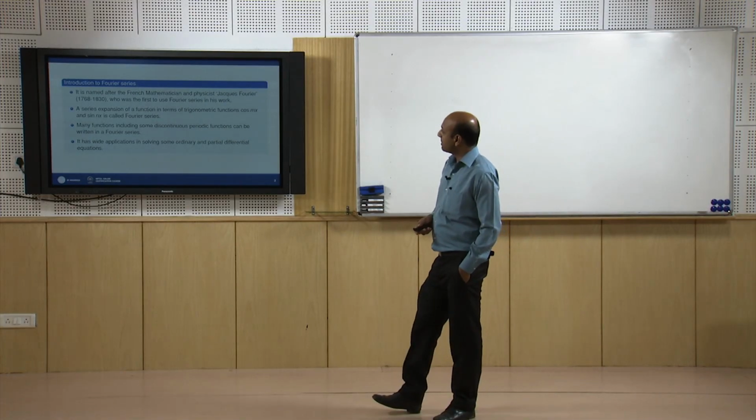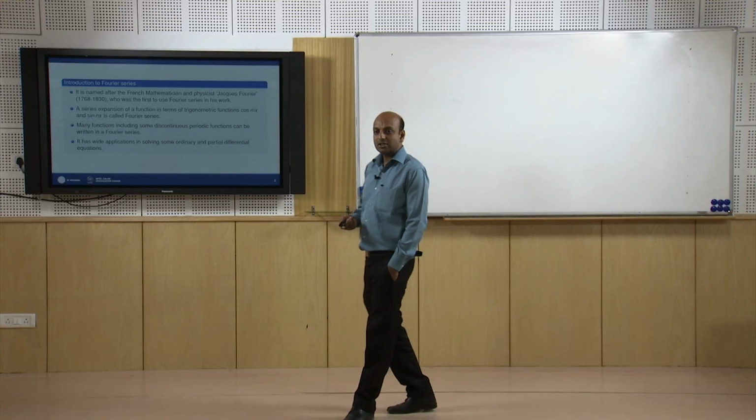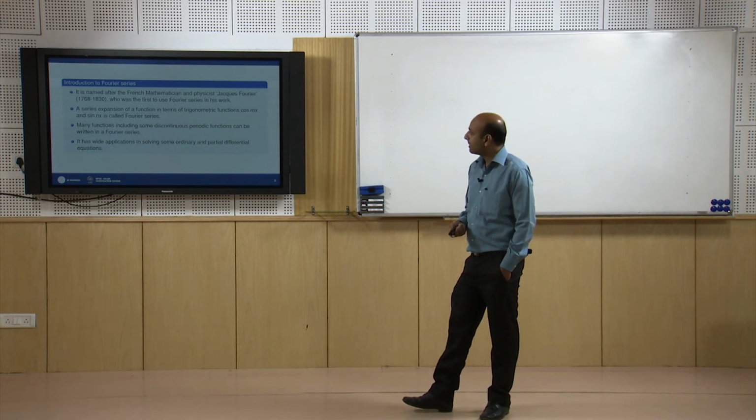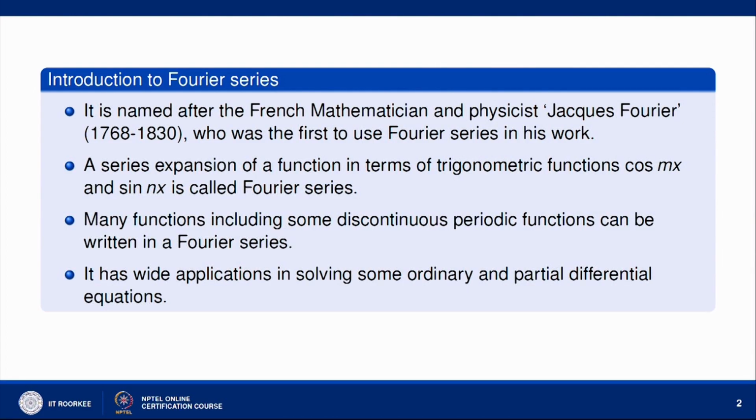It is named after a French mathematician and physicist, Jacques Fourier, who was the first to use Fourier series in his work. A series expansion of a function in terms of trigonometric functions cos mx and sin nx is called a Fourier series. So, a Fourier series is nothing but an expression of a function in terms of sines and cosines. Many functions, including some discontinuous periodic functions, can be written in the Fourier series, and hence it has wide application in solving ordinary and partial differential equations.